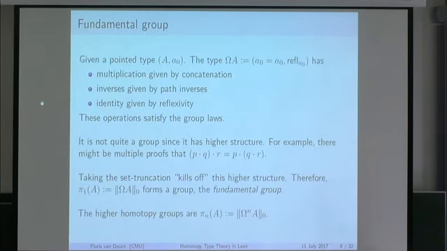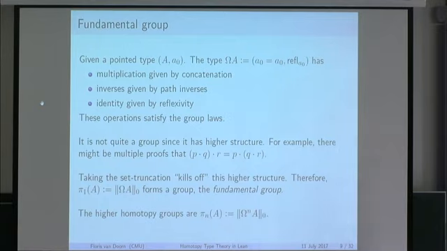So one thing we can do now in homotopy type theory is, for example, define the fundamental group. If you have a type A with a point a0 in it, so that's a pointed type, then we define the loop space of A. The loop space of A is just paths from the base point of A to itself. And that is again a pointed type, namely it has the base point reflexivity in it.